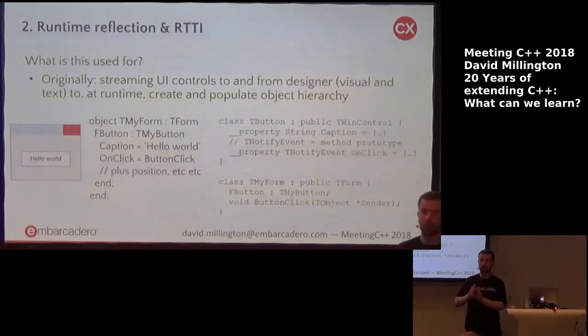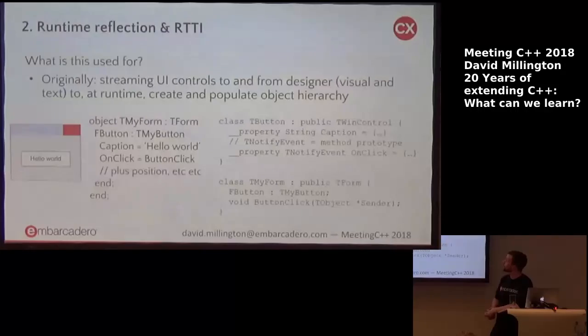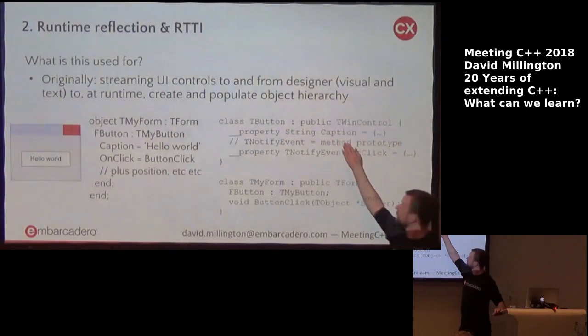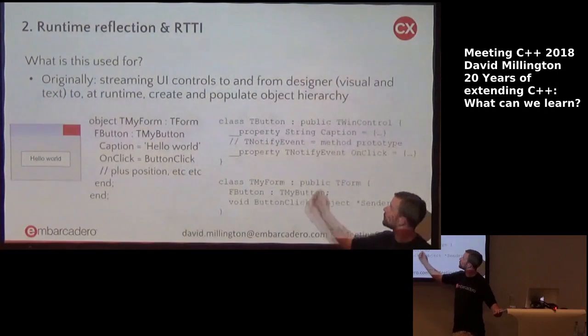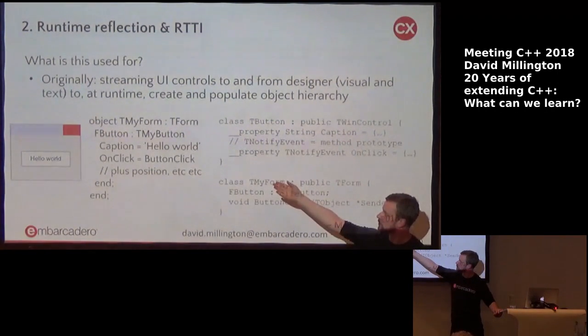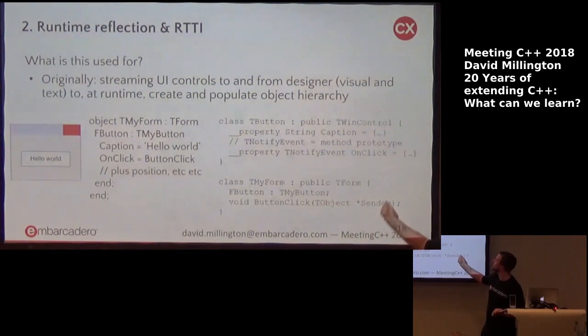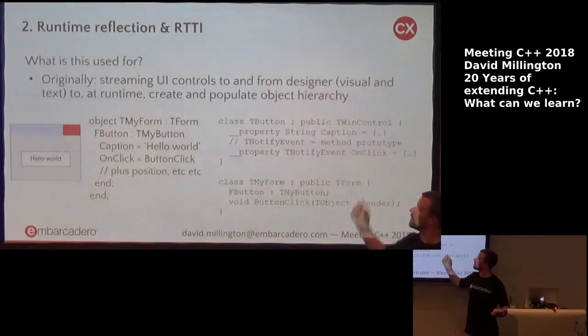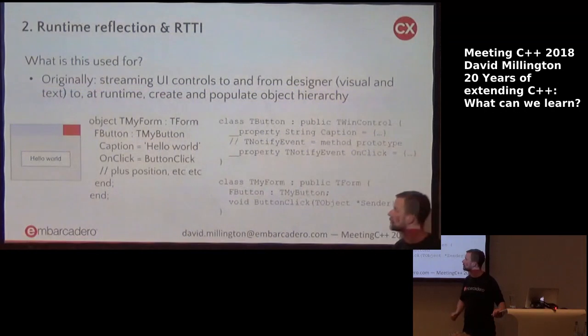Again, super chopped down just to fit on the slide. But the properties that I mentioned earlier, here is a string property called Caption, which you can see being streamed over there, or an OnClick method. The method has a particular type, and you can see that being streamed over there.